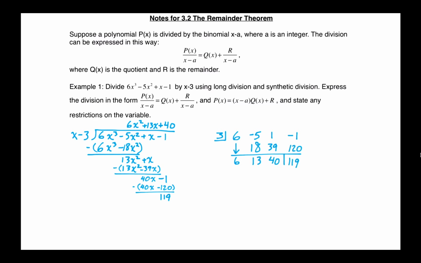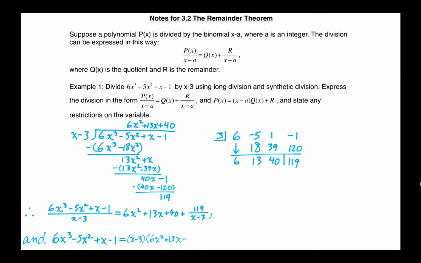So at this point, I'm ready to write my division in those two forms. So first of all, the cubic polynomial, when we divide by x minus 3, here's what we get. We get 6x squared plus 13x plus 40 with a remainder of 119 out of x minus 3. And that's one of the forms. The other form is that cubic polynomial can be written as x minus 3 times 6x squared plus 13x plus 40 plus the remainder of 119.